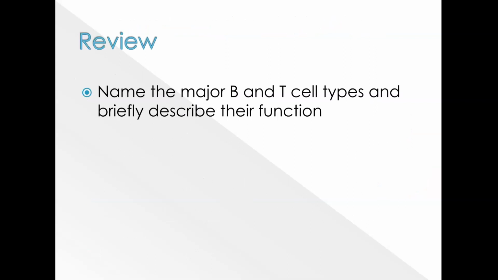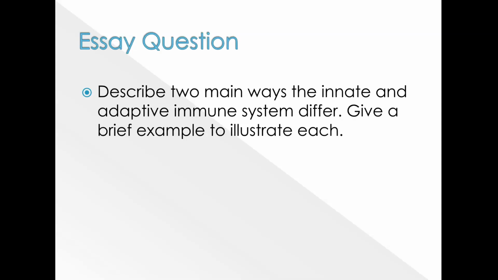Okay. So again, I think this was the second class in a typical class, but a good review would be to name the major types of B cells and T cells, describe their function, describe what branch of the adaptive immune response they play a major role in, and so on. A nice summary of what we've talked about so far.